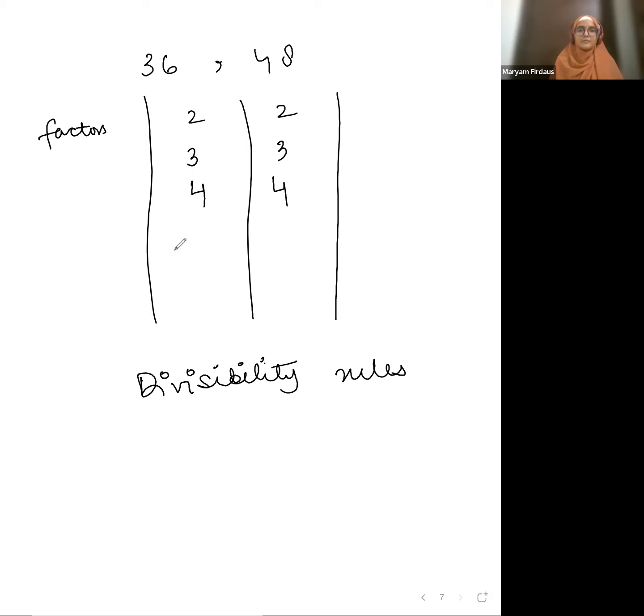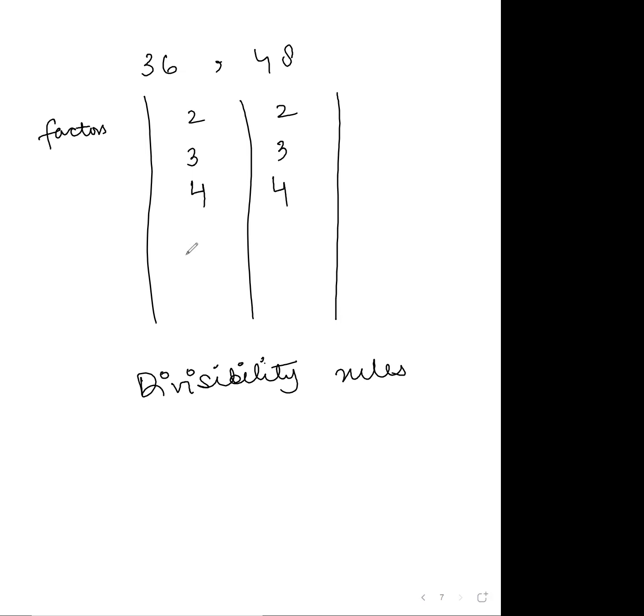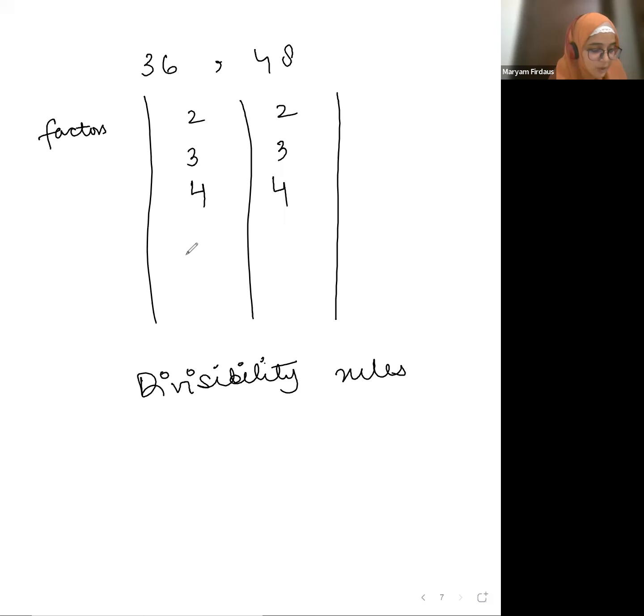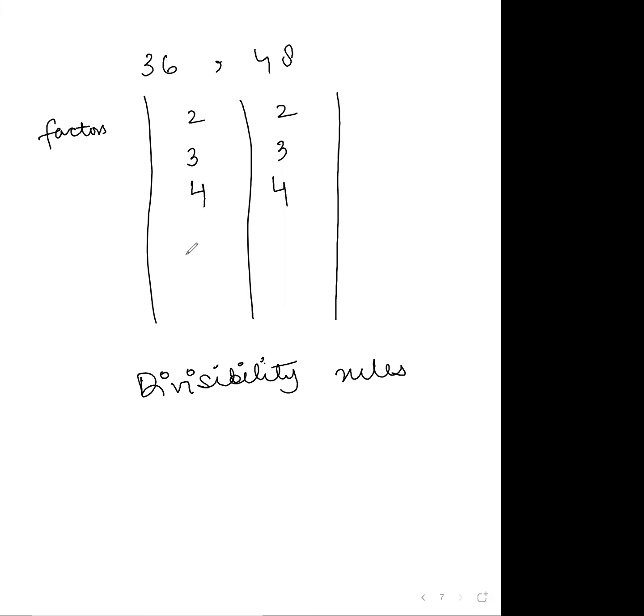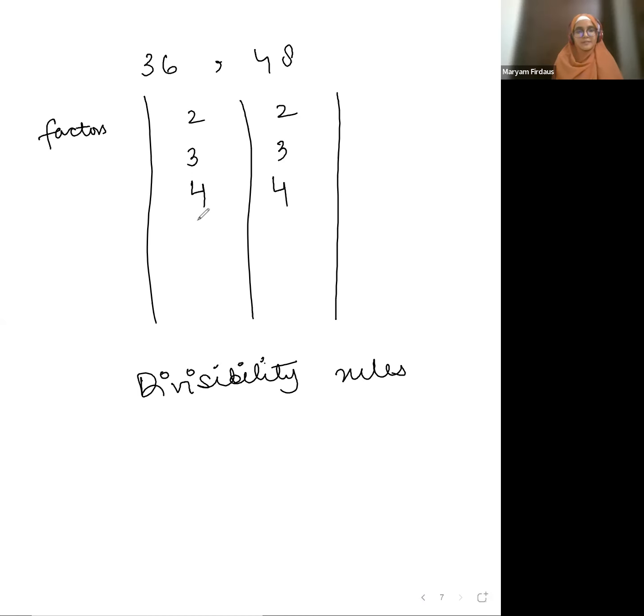Now 5. If the last number is 0 or 5, it is divisible by 5. So these two are not divisible by 5. Okay. Then what about 6?